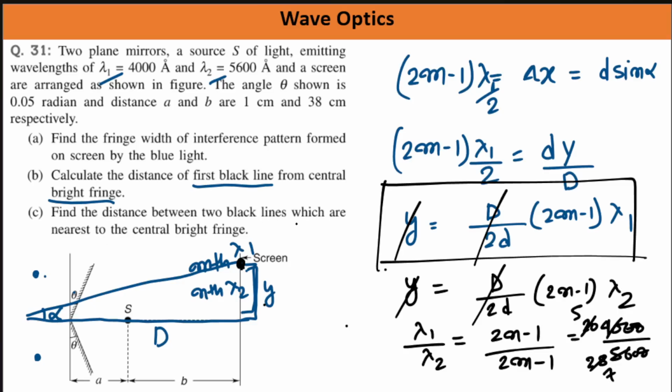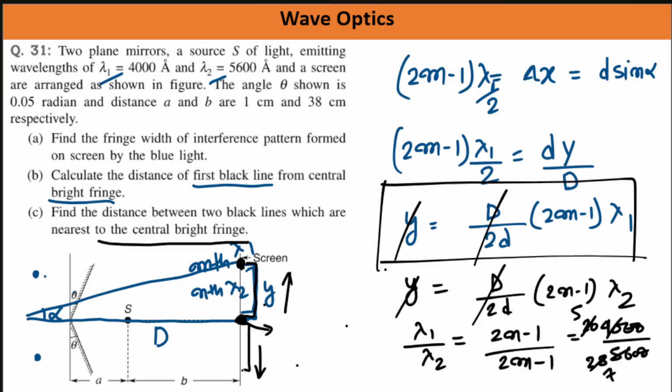Find the distance between two black lines which are nearest to the central bright fringe. So we have to talk about calculation of distance between two bright fringe, right? Two black lines, sorry, two black lines which are nearest to the central point or central bright fringe, because center पे bright fringe ही होगा for both wavelengths. So यहाँ से पहला minima हमें यहाँ मिला, and we know that YDAC setup is symmetrical around this point, right?